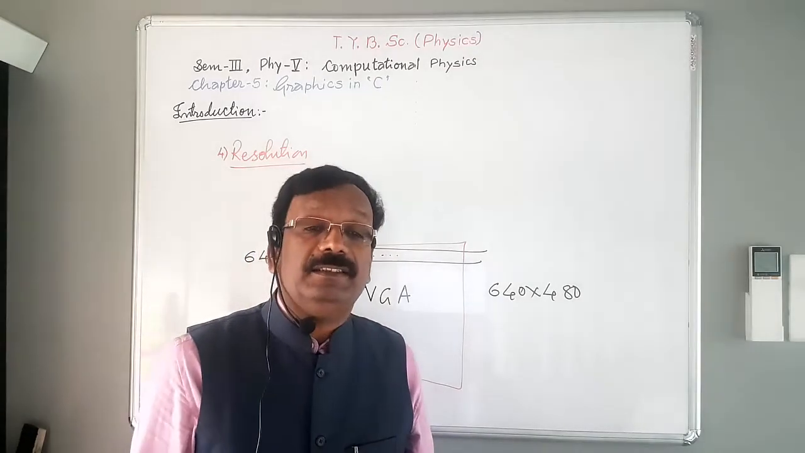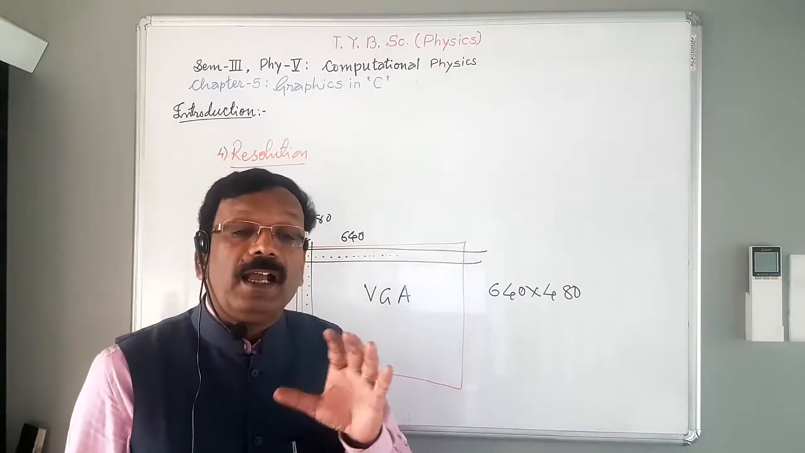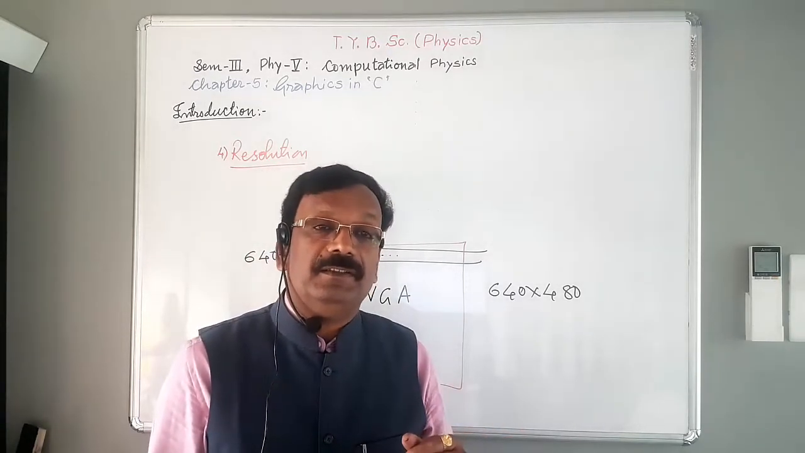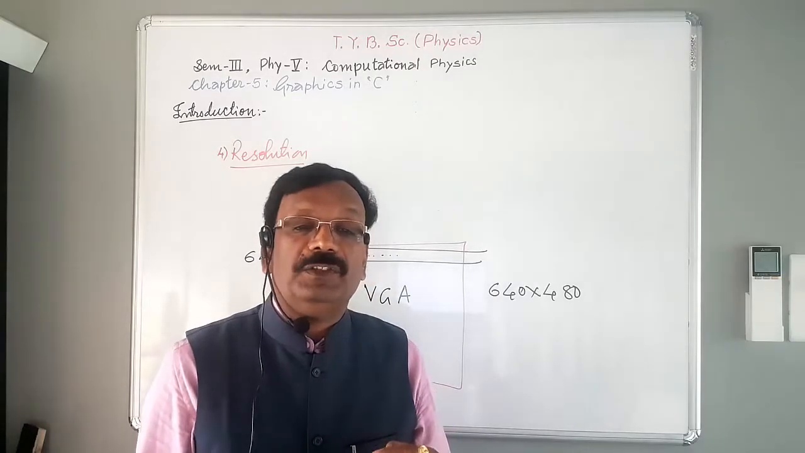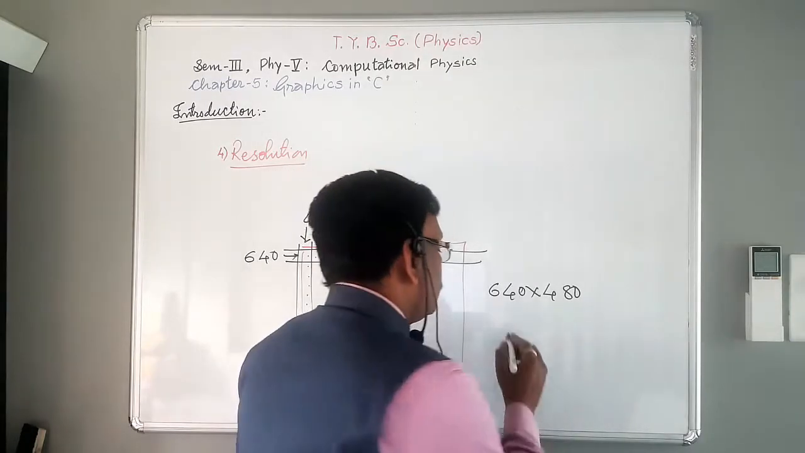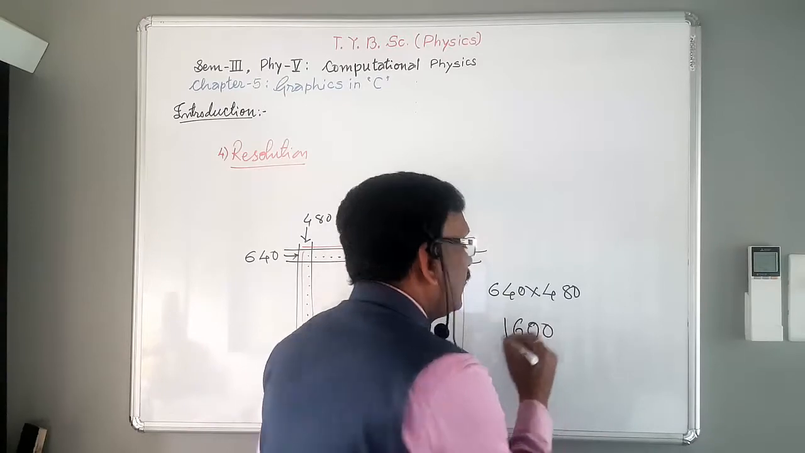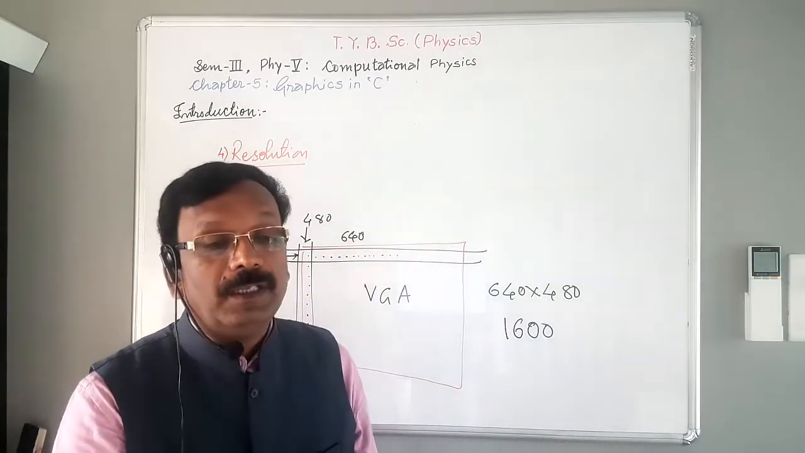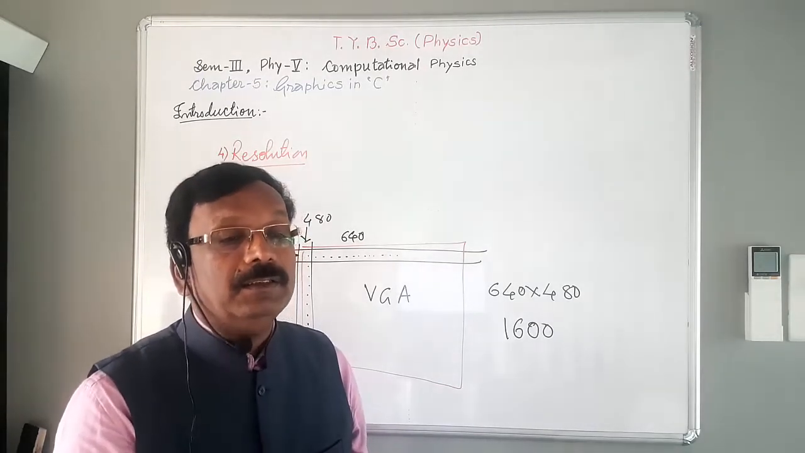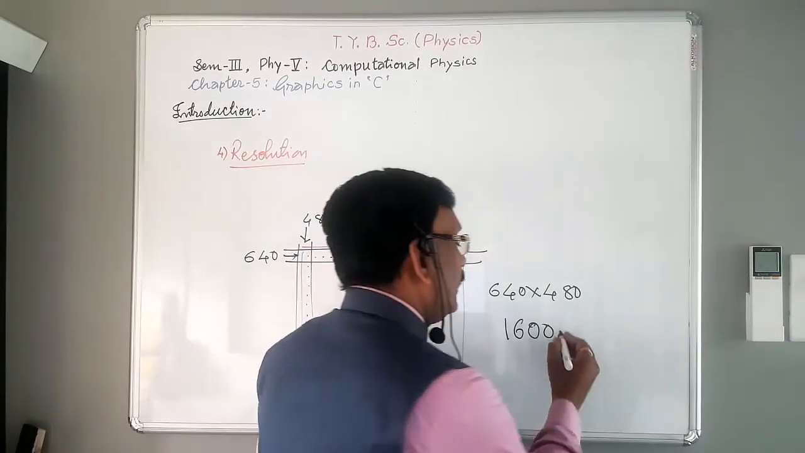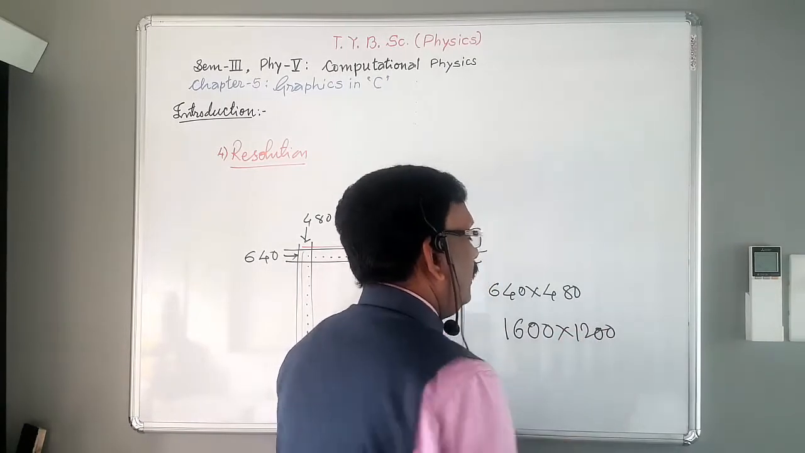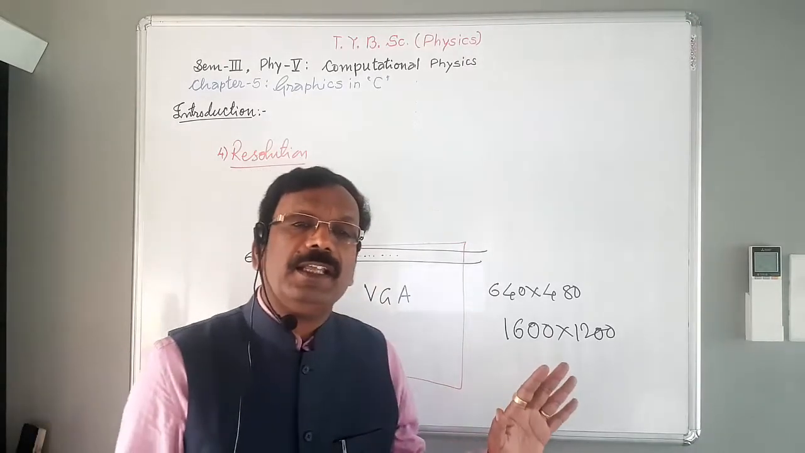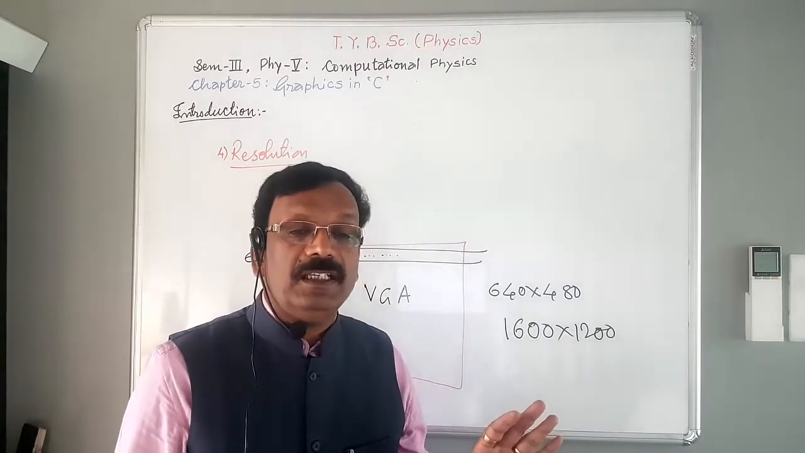And in recent days, at high resolution, that is for high display, HD resolution, 1600 pixels are in a row, and I think 1200, yes, 1200 pixels in a column. This is a very high resolution, that is HD resolution.